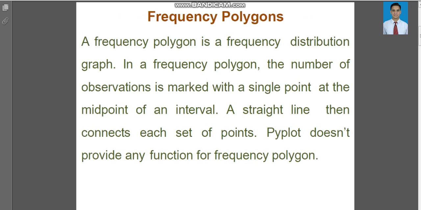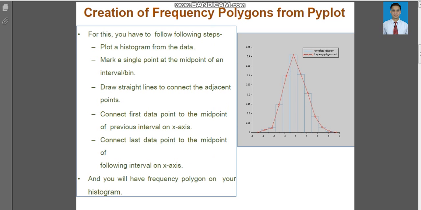Frequency polygons. A frequency polygon is a frequency distribution graph. In a frequency polygon, the number of observations is marked with a single point at the midpoint of an interval. A straight line then connects each set of points. Pyplot does not provide any function for a frequency polygon. And in order to create a frequency polygon from pyplot, you have to follow the following steps.